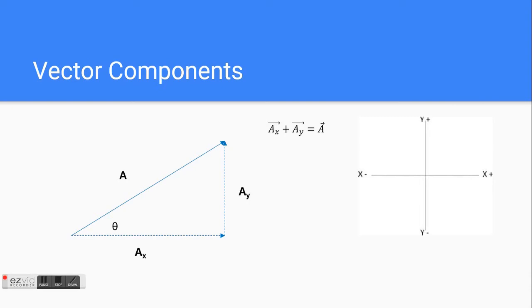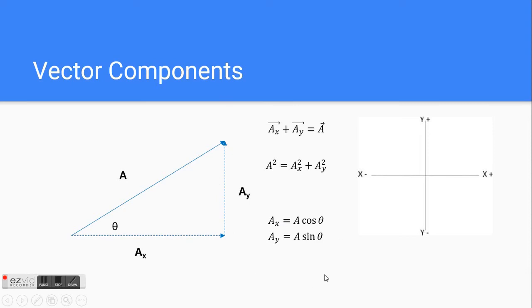Some equations we could have: the magnitude of A is equal to the square root of AX squared plus AY squared. We can also relate AX and AY to this angle theta. In this case, if theta is the angle between AX and A, then AX is equal to A times cosine of theta, and AY is equal to A times sine of theta.